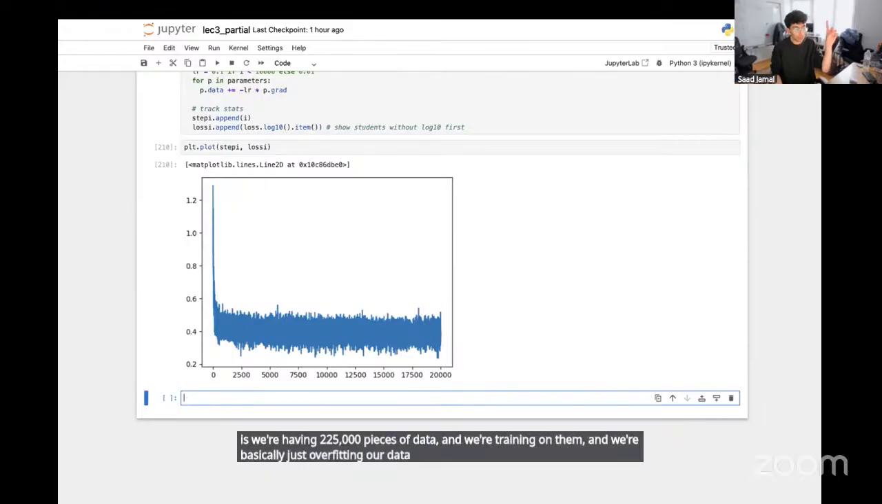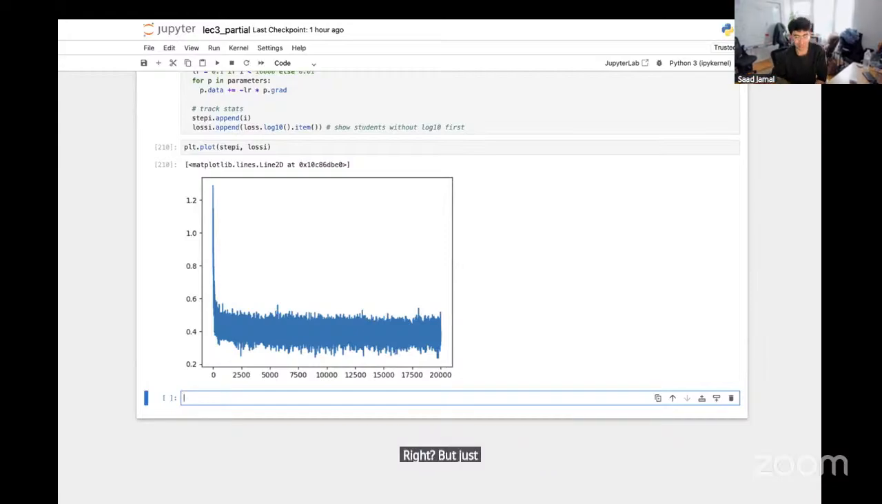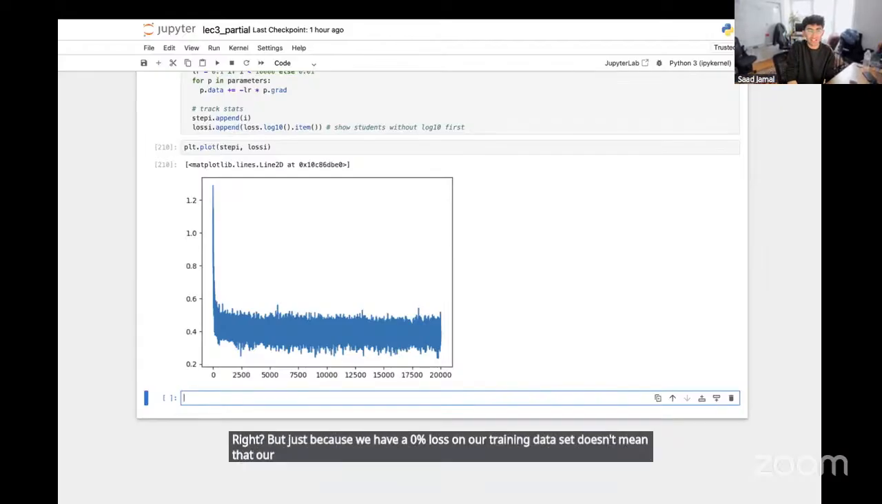Even if we achieve a super, super low loss, theoretically, we might even be able to achieve a 0% loss on our training data set, right? But just because we have a 0% loss on our training data set doesn't mean that our model's actually any good. Because the model's not defined by what you see at training time, it's defined by what you see at test time.